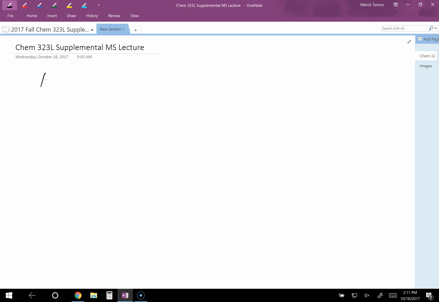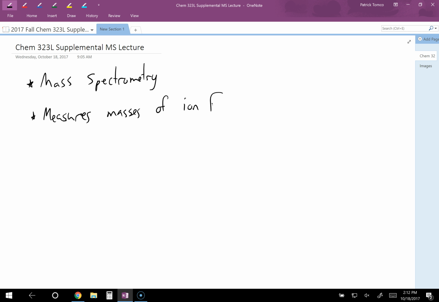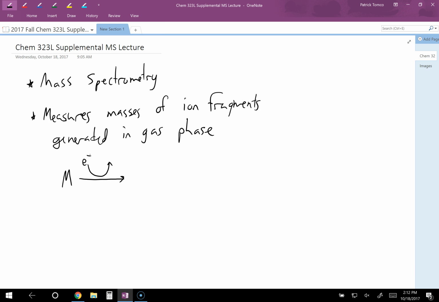I just want to mention briefly about mass spectrometry, what exactly is being measured. This instrument is measuring the masses of ion fragments. These are generated in the gas phase. So when the sample is introduced into the inlet of a mass spec and it is ionized, the general scheme is that some compound with a given mass gets accelerated in the presence of basically an electron gun.